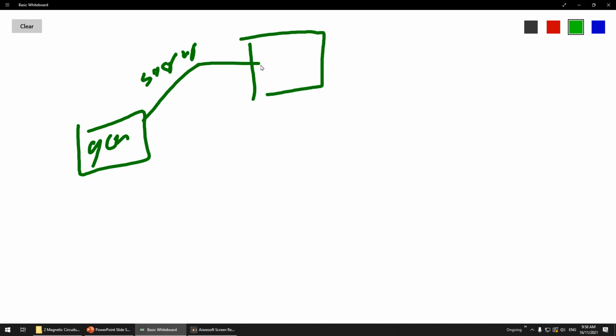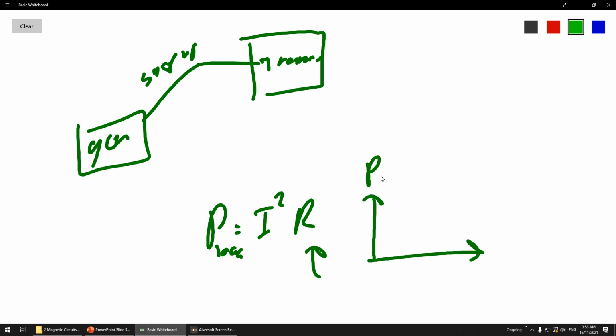So what does this mean? Remember that I said this is generation, so you step up, and this is transmission. Remember, power loss equals I squared R, where R is the resistance of the wire and I is the current. Basically, the higher the current, the higher the losses. So you have to reduce the current, but you cannot reduce the current directly, because if you reduce the current, you reduce the power. So you have to increase the voltage and reduce the current, because P equals VI.